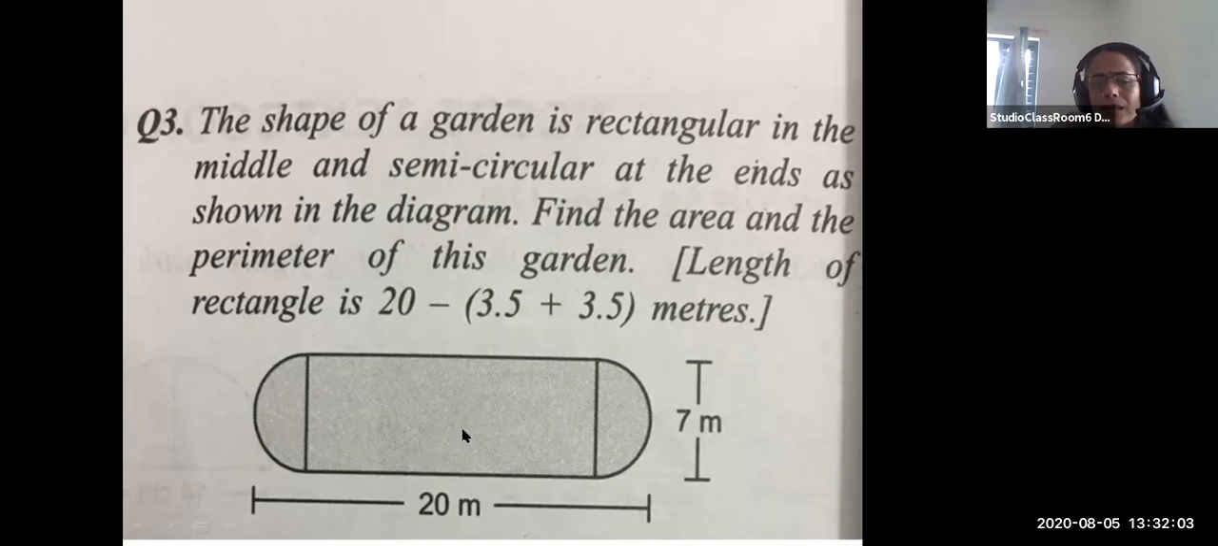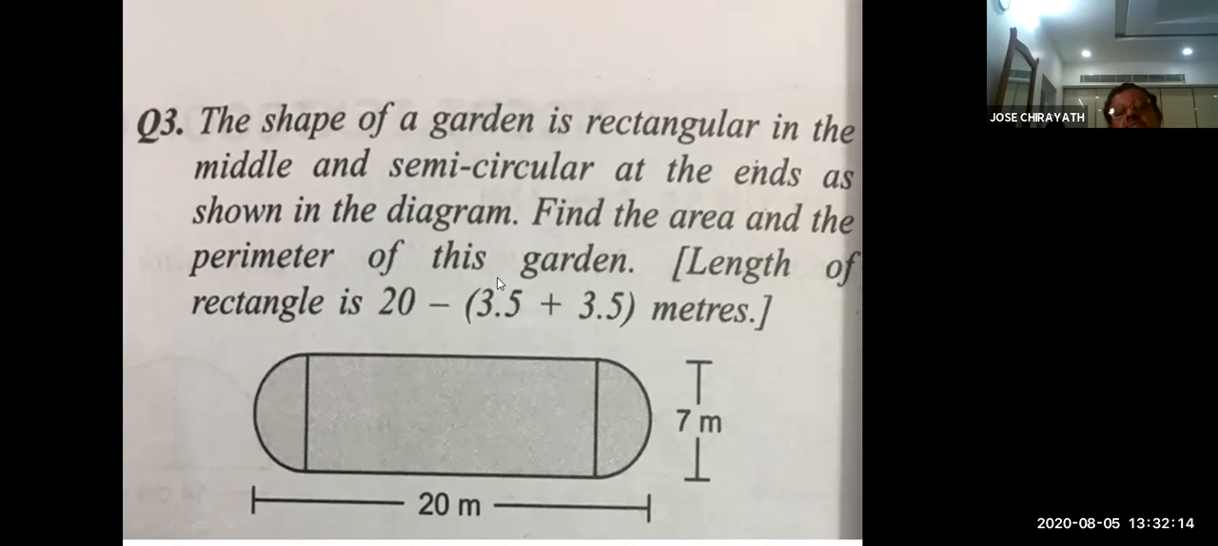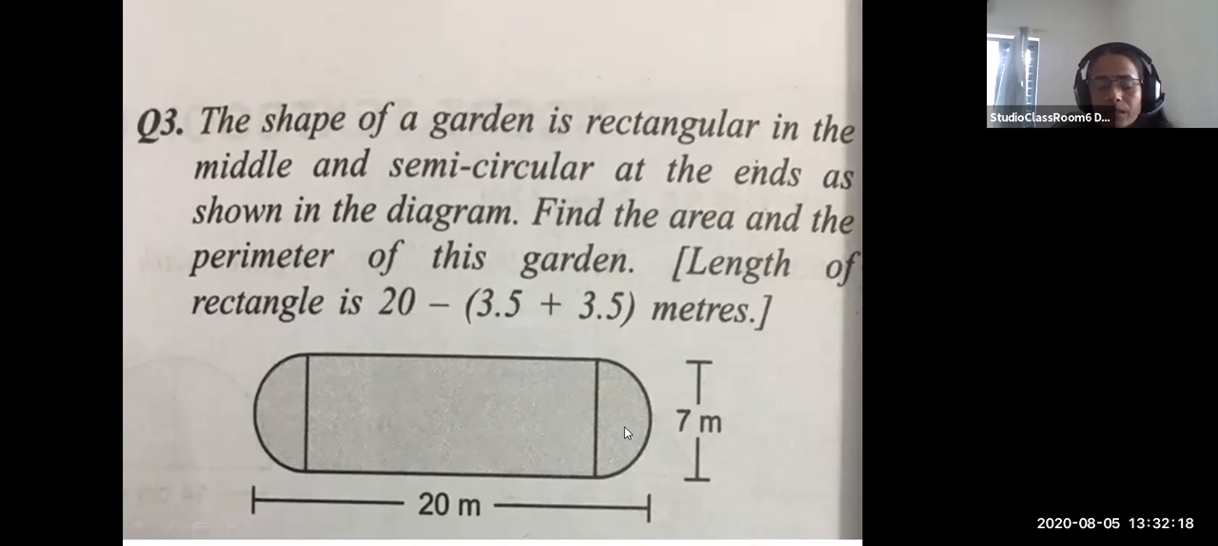Alna, suppose we found the area of two semicircles. After that, what will you do? That's why I'm asking you, don't read from the notebook. You say whatever you understood. After finding the area of the semicircle, what will we do next? Alna?